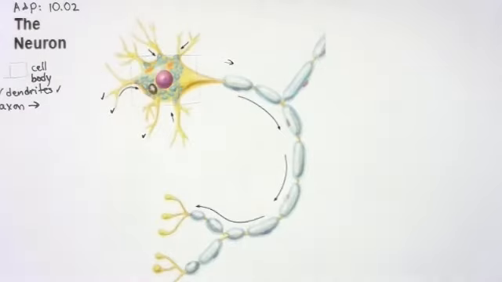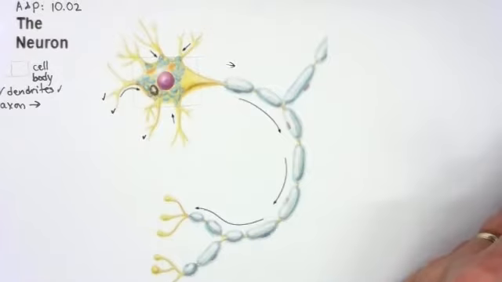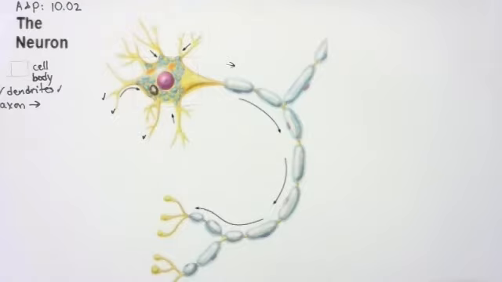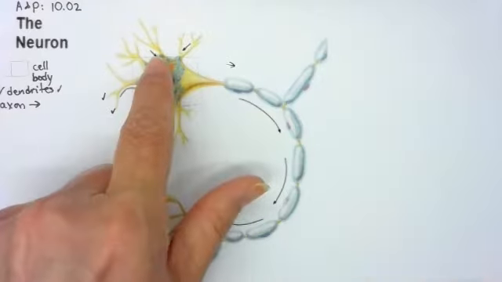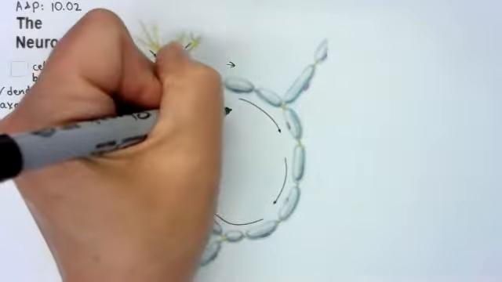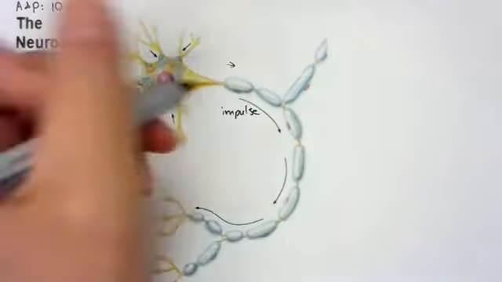So we can talk about our neuron in terms of: is it part of the cell body, is it part of the dendrites, or is it part of the axon? Now you'll notice there are all of these little arrows, and these big arrows here. Let's talk about what these arrows mean. We have a direction for nerve impulse transmission. This is the impulse transmission direction.